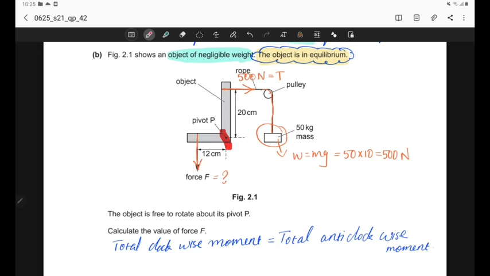So there are only two forces acting. One is the 500 Newton tension because of the 50 kilogram mass, and the second one is the unknown force F, where the 500 Newton force will cause a clockwise moment about the pivot, whereas this unknown force F will cause an anti-clockwise moment about the pivot.